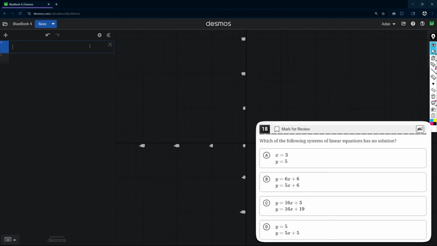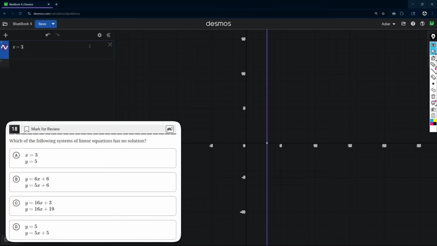Absolutely not. This is so much faster if we just look and see which one has the same slope, but different y-intercept, right? Because just because they have the same slope doesn't necessarily mean they have no solution. They could have infinite solutions. So in A, we'll see a horizontal and vertical line, we can graph it if we truly desire. X equals 3 and y equals 5. They do have one solution.